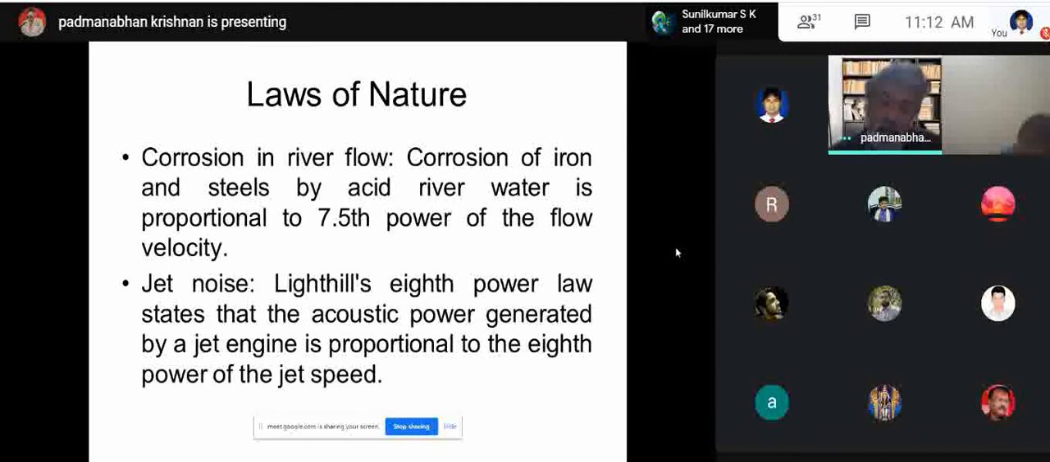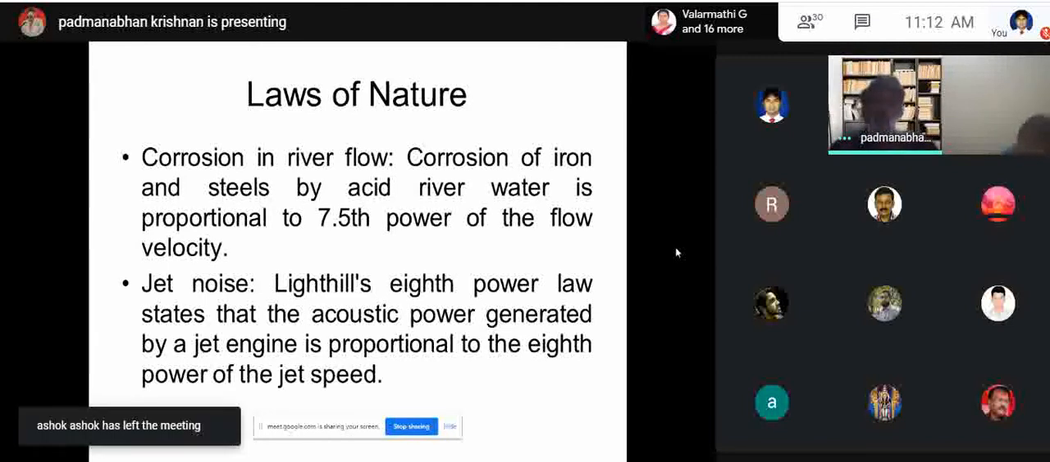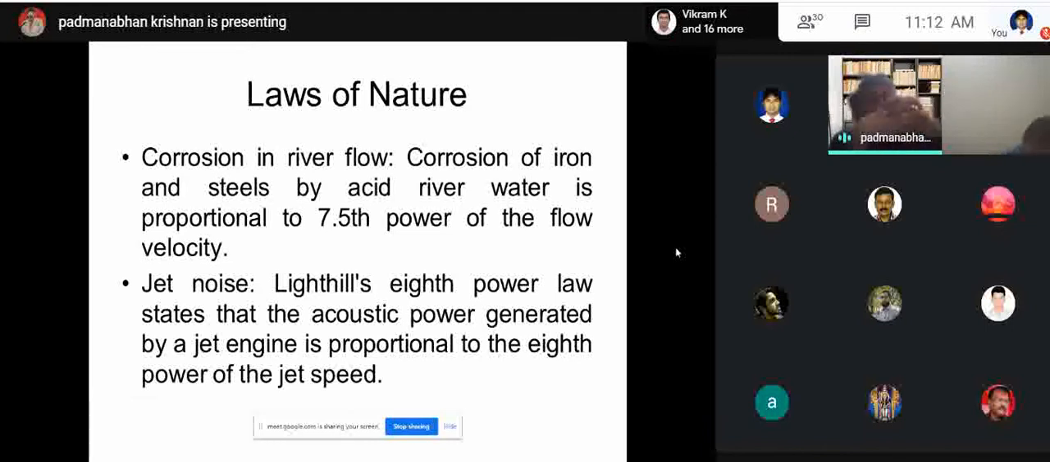Jet noise. Now, Lighthill's 8th power law states that the acoustic power generated by a jet engine is proportional to the 8th power of the jet velocity.